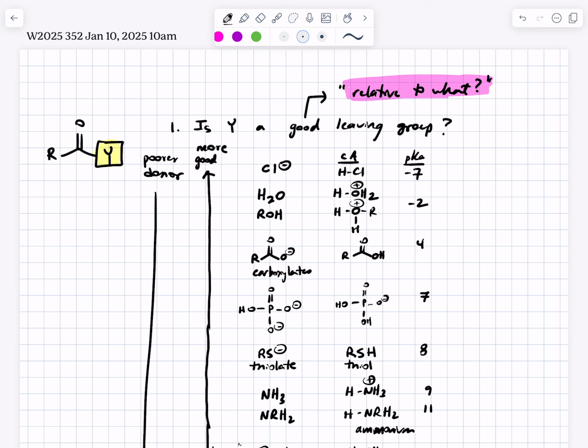Last time we were talking about carbonyl reactivity. We went through the pi star.